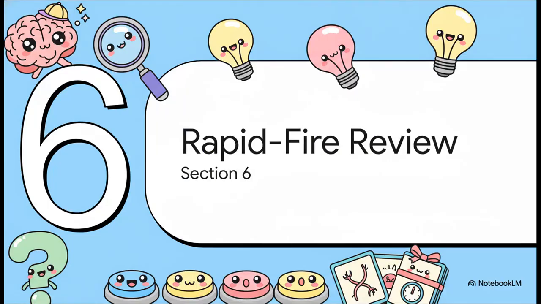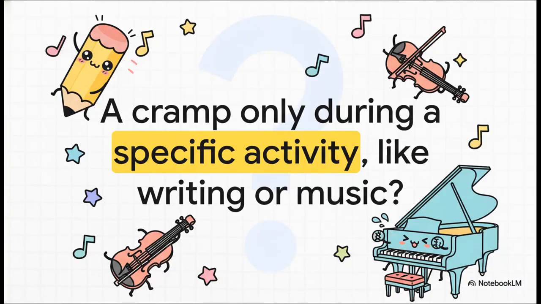Okay, that was a lot. We've gone from the basic definition all the way to emergency treatment. So let's do a little rapid-fire review to make sure it all sticks. First one, you've got a professional violinist. She develops a cramping in her hand, but only when she's playing her violin. What do we call that?